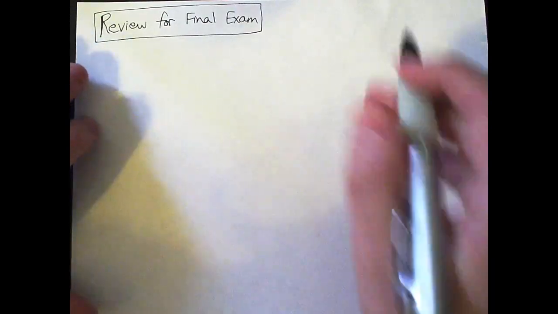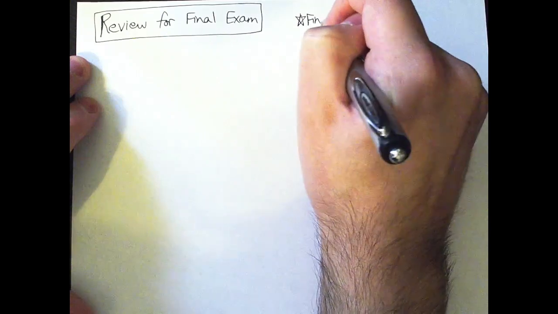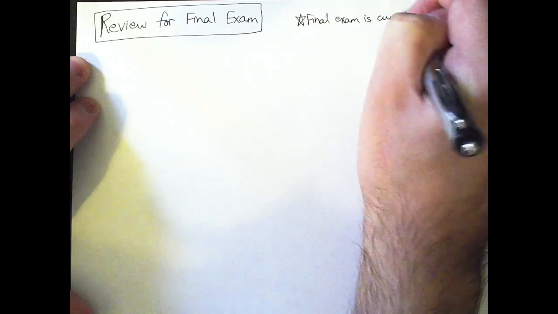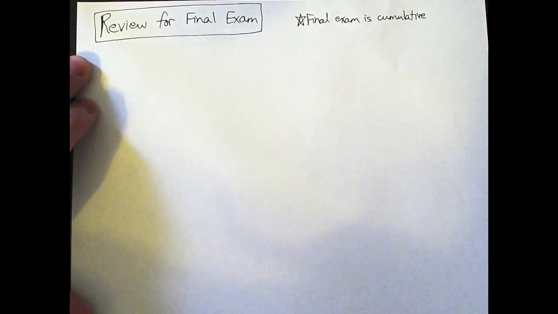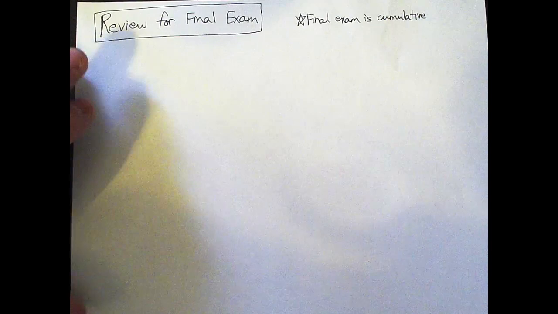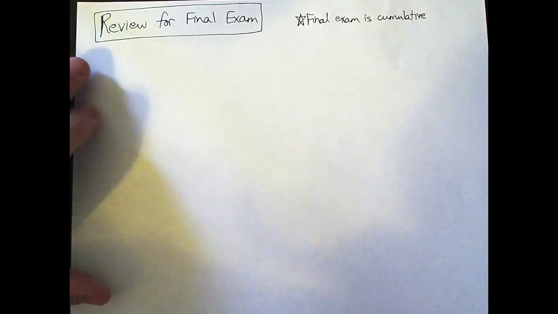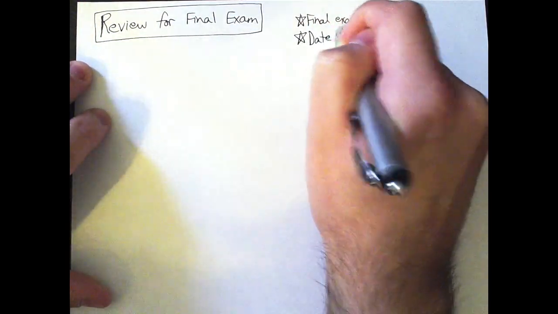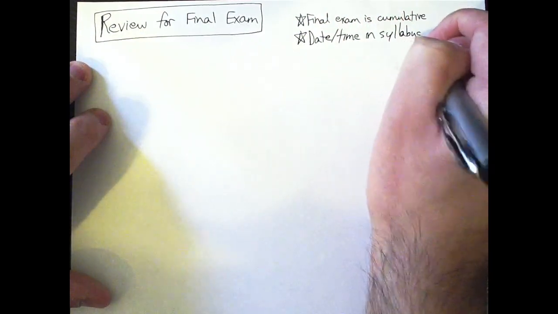All right, so let's start just by saying the final exam is cumulative. It's going to cover basically every lesson that we've had. In fact, you could look at the schedule of topics that we've had and use it as a checklist. Just look at every section that we've had. Oh, by the way, the date and time are in the syllabus. So that's been there since day one.